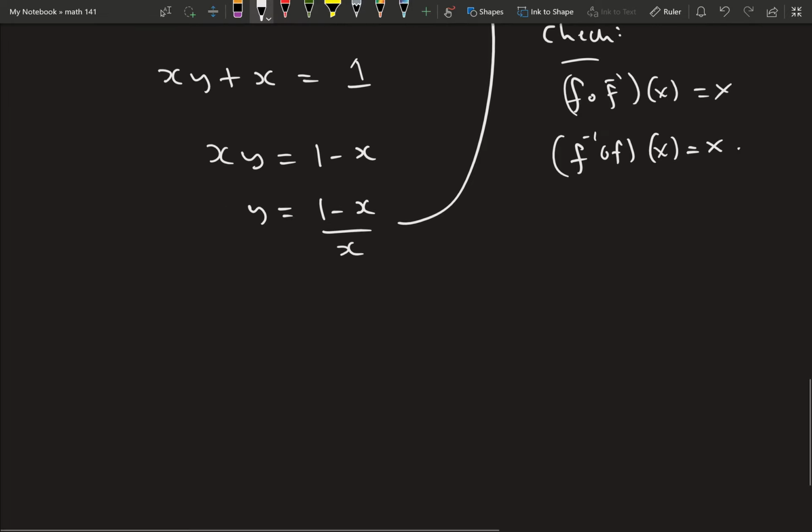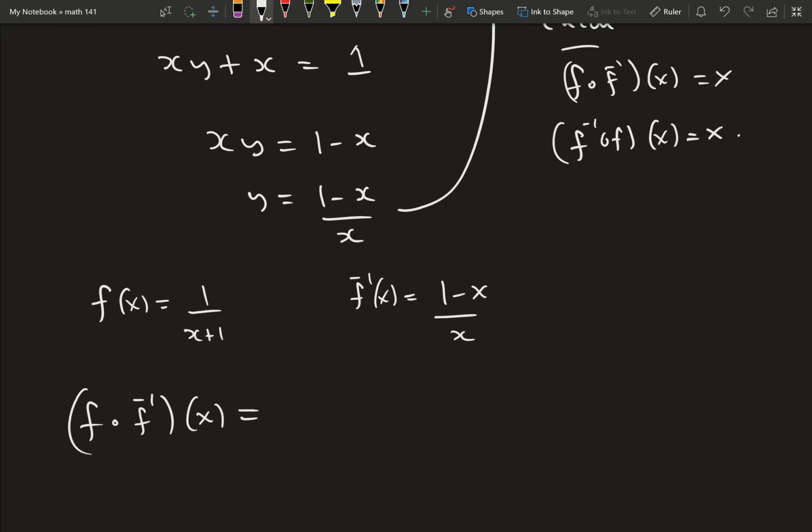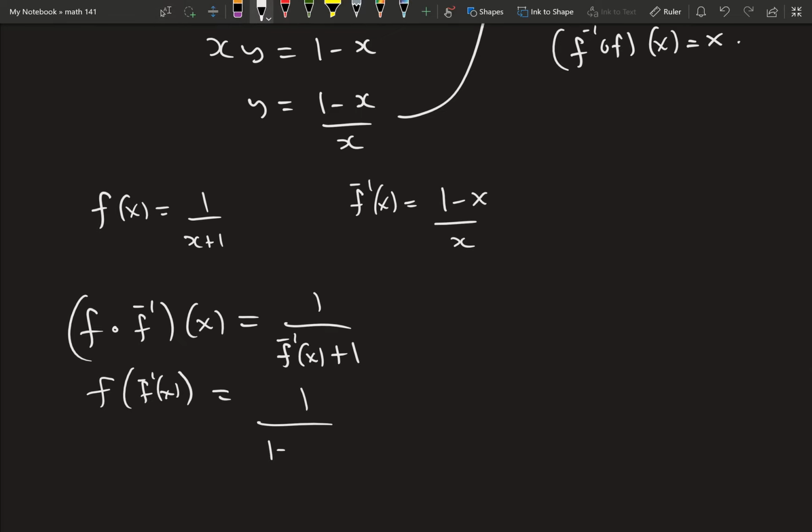So what do we need to do here? So here we had f of x was 1 over x plus 1. And our candidate for f inverse is 1 minus x over x. So let's take f and compose it with f inverse and check that property. Well, this is 1 over f inverse of x plus 1, right? Because this is f of f inverse of x. Well, what is that? That's 1 over 1 minus x over x plus 1. So now we need to add in this denominator, we need to add these two rational fractions.